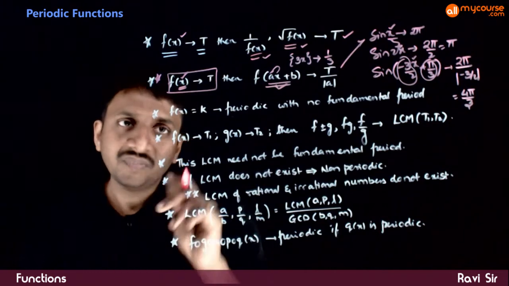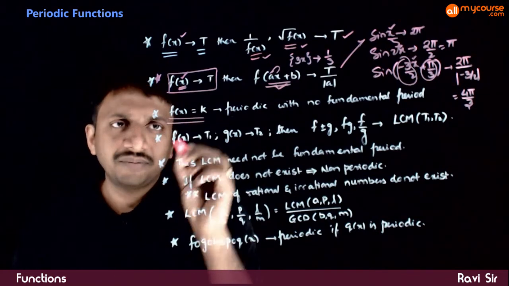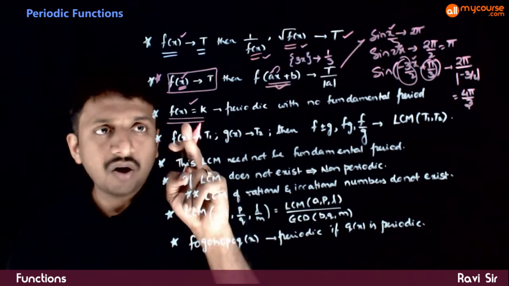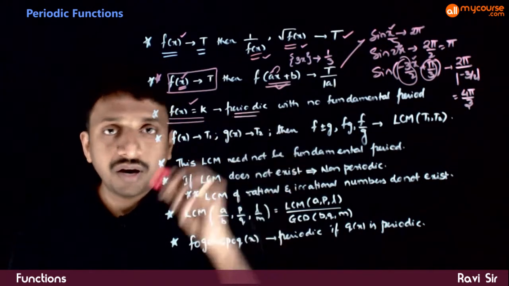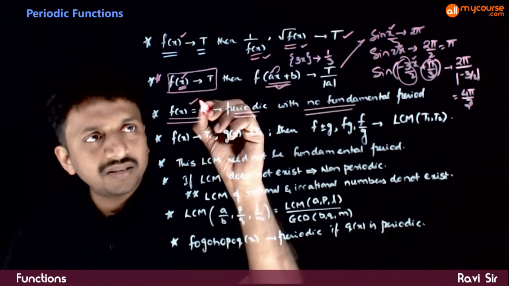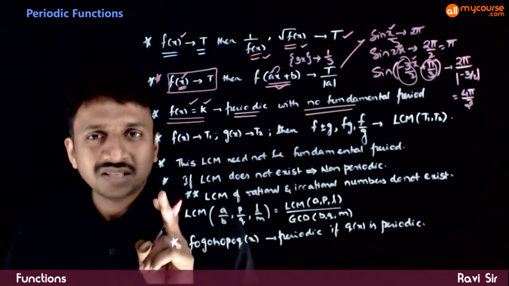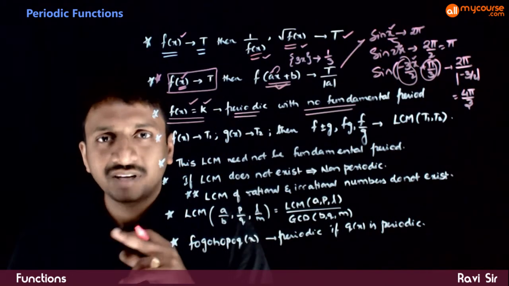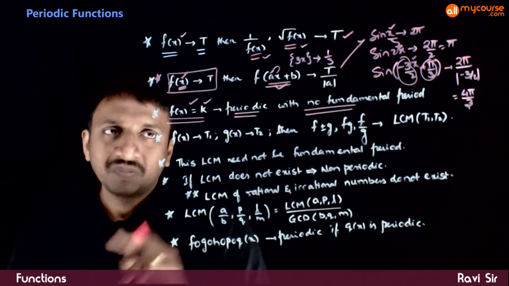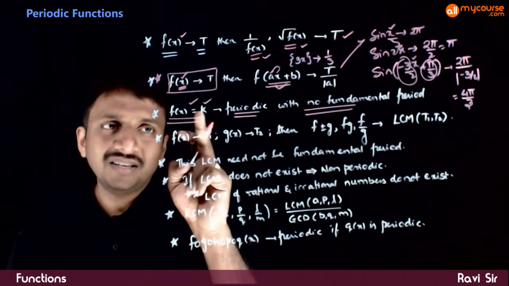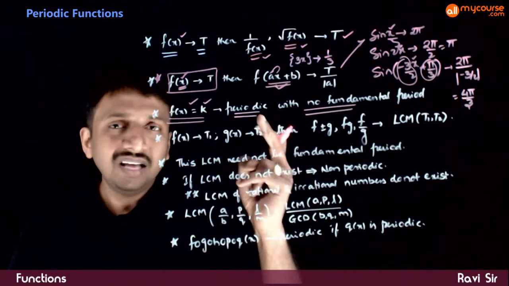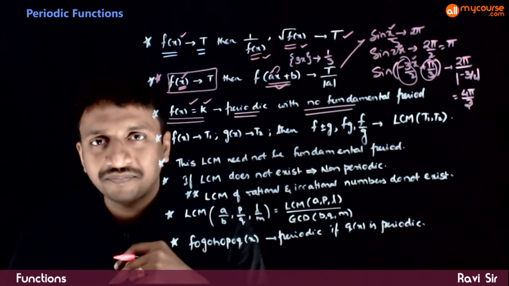Next, if f of x is equal to k, that is, if f of x is a constant function, a constant function is periodic, but there is no fundamental period, because a constant function satisfies all the properties of a periodic function for any value of t, because f of x plus t is equal to f of x for any value of t. Hence, the fundamental period is not defined.